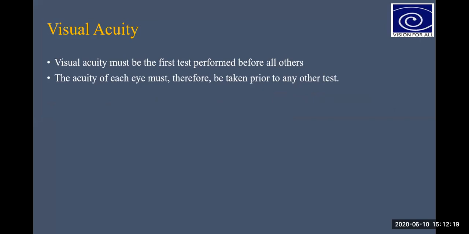So at first, let's come to visual acuity, which is the main part to be assessed before initiating any kind of drug. For medico-legal reasons, visual acuity must be the first step performed before all other tests. Any agent administered to the eye has the potential for adverse effects on visual acuity. So the visual acuity of each eye must be taken prior to the other tests.